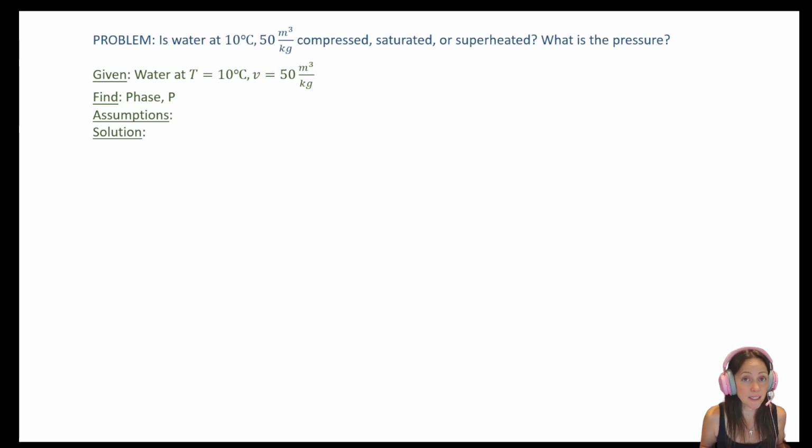So the best thing that you can do is try to figure out as quickly as possible what are the intensive properties that I know. The intensive property list that I have right now: temperature, pressure, and specific volume. Those are the three that I'm familiar with. So I am given temperature and specific volume.